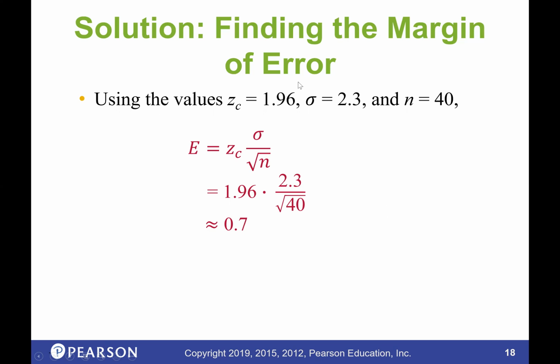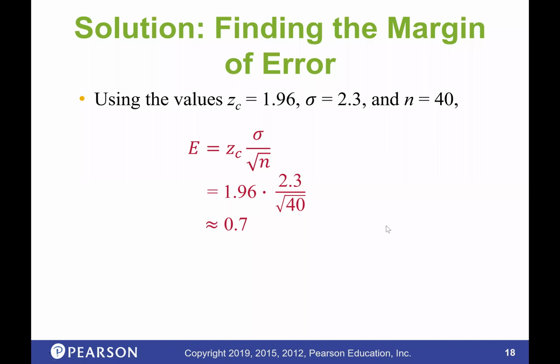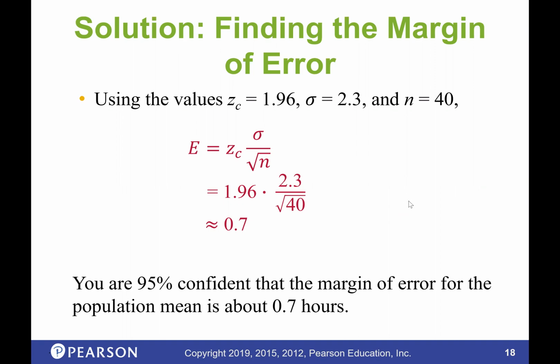Cool, try that, see if you guys find it. Cool, okay, done with that here. Let's see, the next thing to do is now we're gonna actually make the interval. Since we have a 95% confidence interval, that means we have a gap of 0.7 hours each direction.